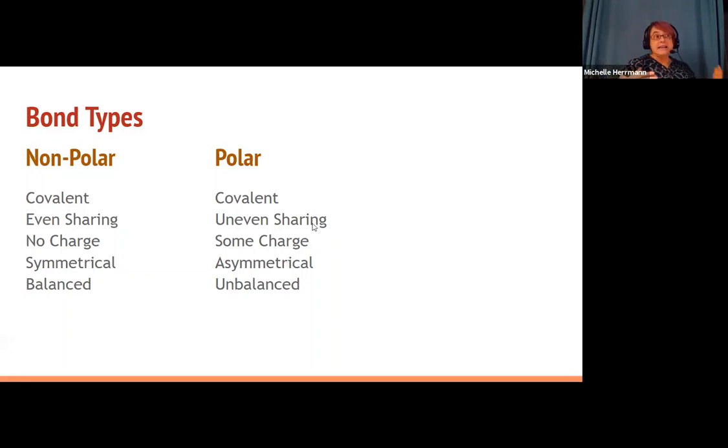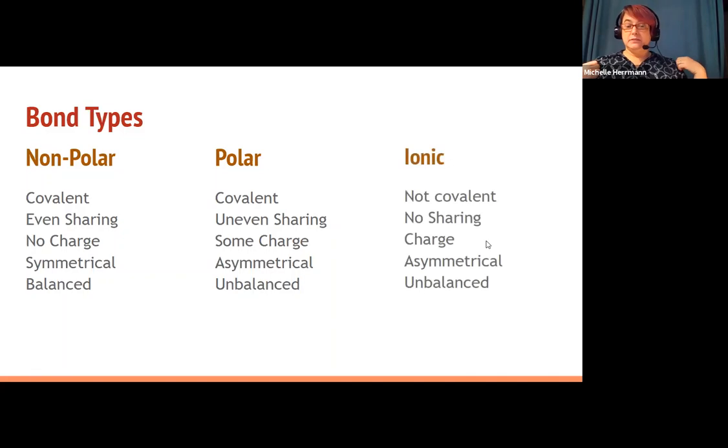Okay, if I end up with such uneven sharing that the electrons actually get transferred, then I end up with ionic. Okay, so this has no sharing. So there's kind of a continuum here where nonpolar has even sharing, polar has uneven sharing, and then ionic, like that big kid, just steals the electrons completely. Ionic has a lot of charge.